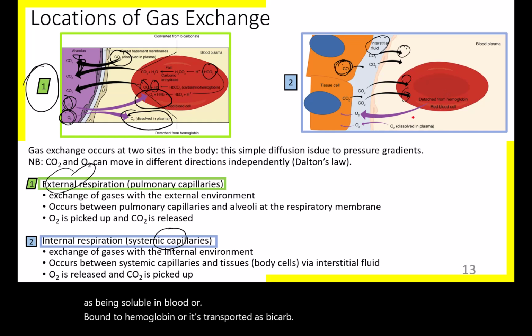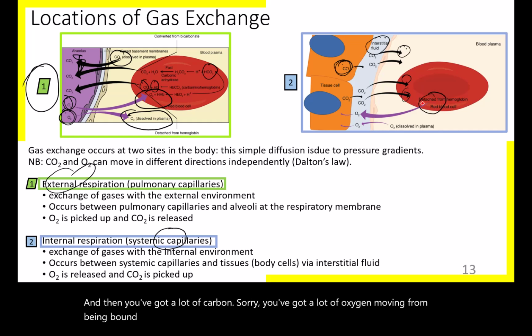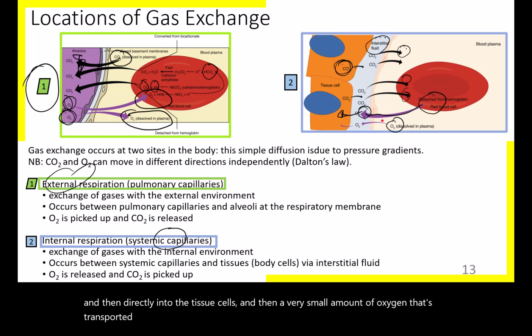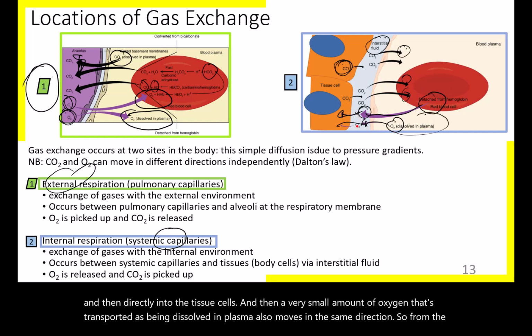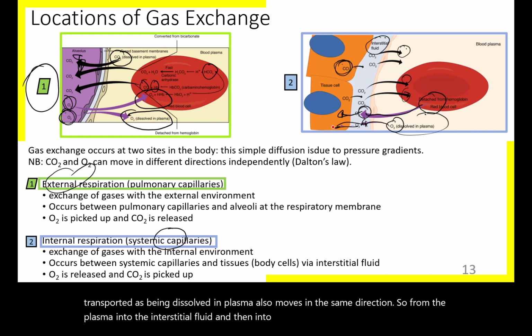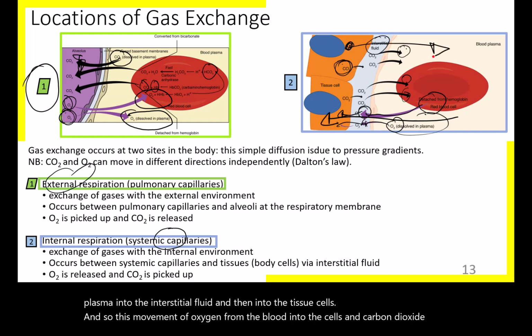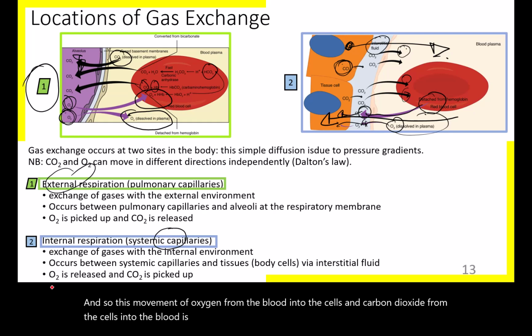And then you've got a lot of oxygen moving from being bound to hemoglobin of red blood cells into the interstitial fluid and then directly into the tissue cells. A very small amount of oxygen that's transported dissolved in plasma also moves in the same direction, from the plasma into the interstitial fluid and then into the tissue cells. And so this movement of oxygen from the blood into the cells and carbon dioxide from the cells into the blood is called internal respiration.